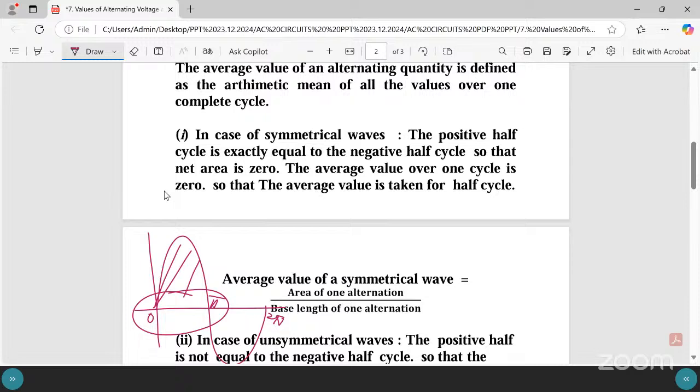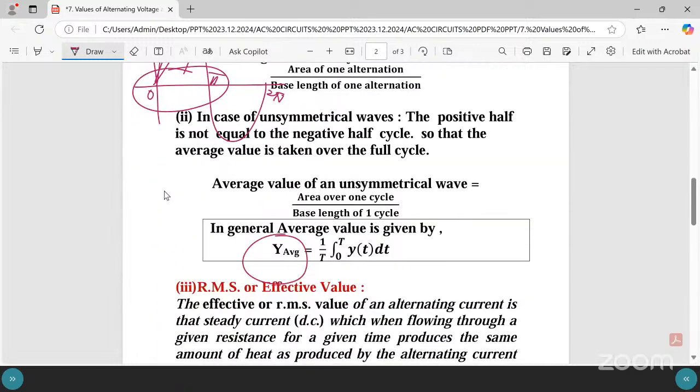Remember that. Before doing the problem, check the waveform, whether it is symmetrical or unsymmetrical. What is meant by symmetrical? Positive is equal to negative, both sides are equal. Then go for only pi: 1 by pi, 0 to pi. If it is a full cycle, it is 1 by 2 pi, 0 to 2 pi. Clear? Right.